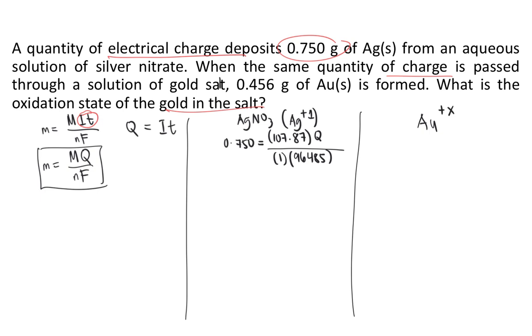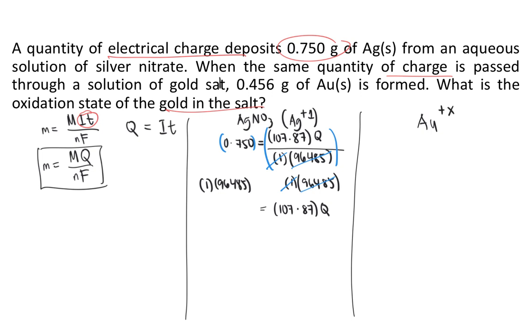Basically, we are missing Q, so we can solve for Q. To do that, we multiply both sides of the equation by 1 times 96485. On the right side, the 1 and the 96485 cancel, so what's left is 107.87 times Q. On the left side, grab your calculator.